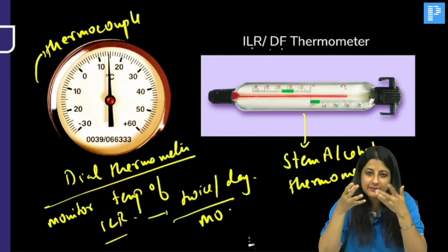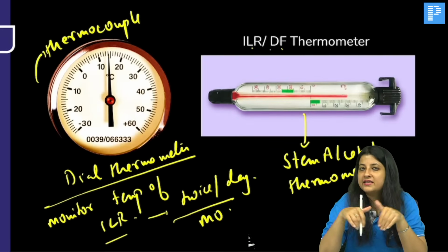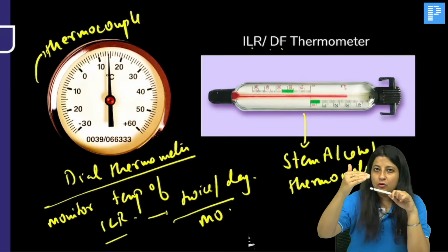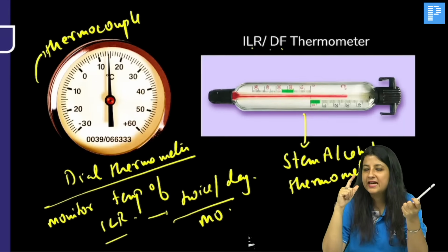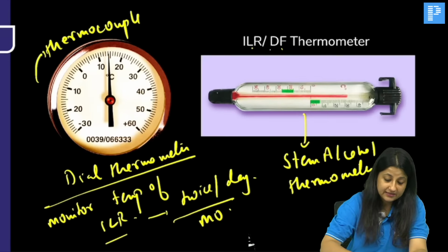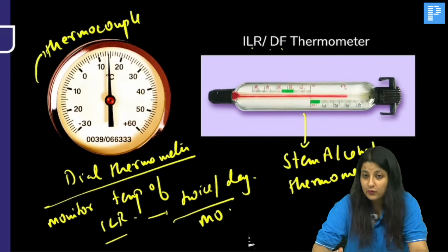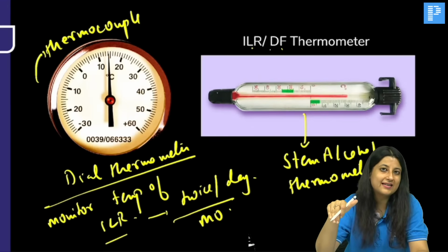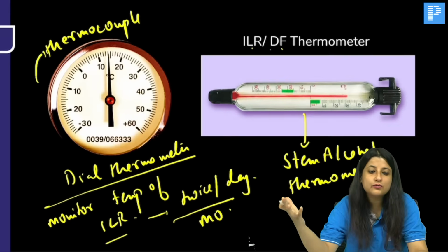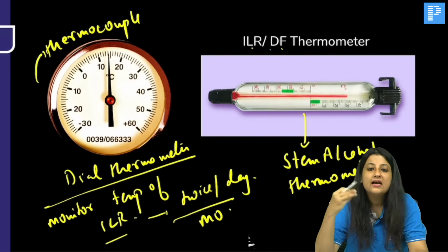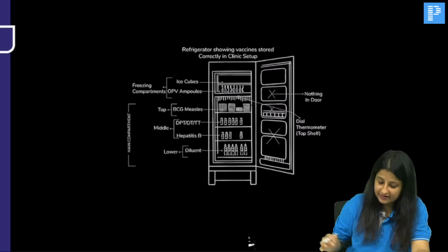Answer first without looking. In a domestic refrigerator, below the freezer compartment in the topmost shelf, should I place hepatitis B or should I place OPV? Let's see your answers. Think and answer. Just below the freezer, just next to the freezer, you should not keep freeze sensitive vaccines. You are going to keep the heat sensitive vaccines. What are the heat sensitive vaccines, guys? OPV, measles, all these are heat sensitive vaccines.